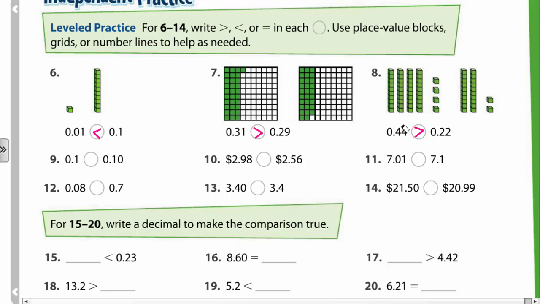Okay, for the next questions, we don't have any drawing. We can use any of the ways that we know to compare the two decimals.